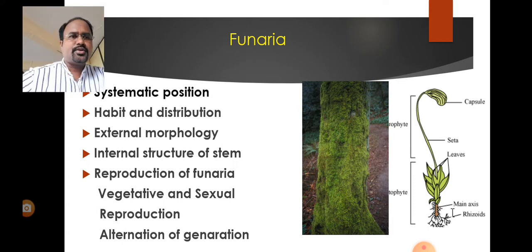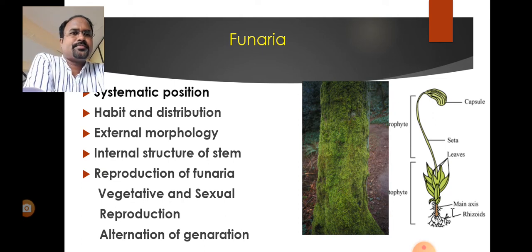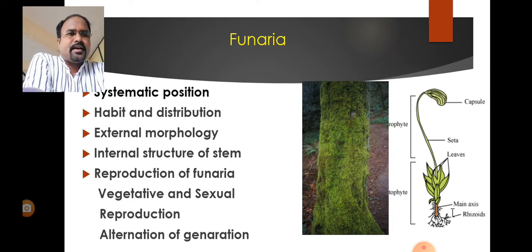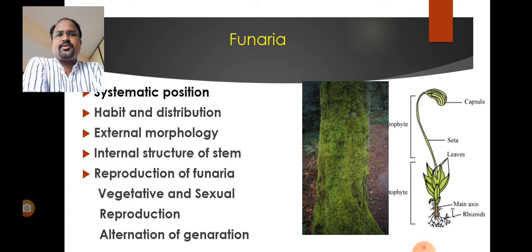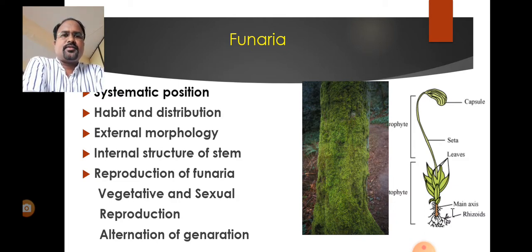External morphology I have shown on this plate. Look at it, it is a very interesting and peculiar bryophytic plant which commonly occurs around us. The upper flower-like structure is nothing but a capsule, then the seta is there and small leaves are there, and this whole capsule, seta and leaves are arranged on the axis, and the root-like structure is called rhizoid, because it is not a true angiospermic plant which shows the presence of roots. It shows the presence of rhizoids instead of true roots.